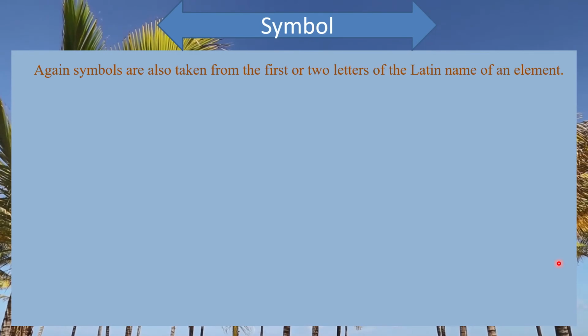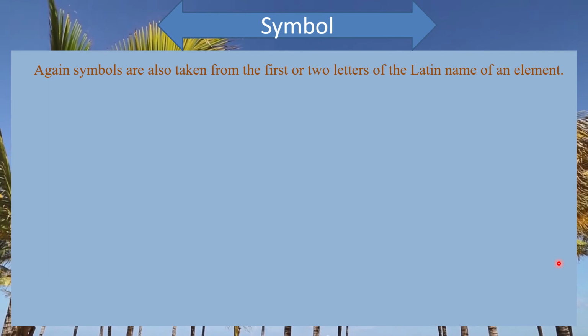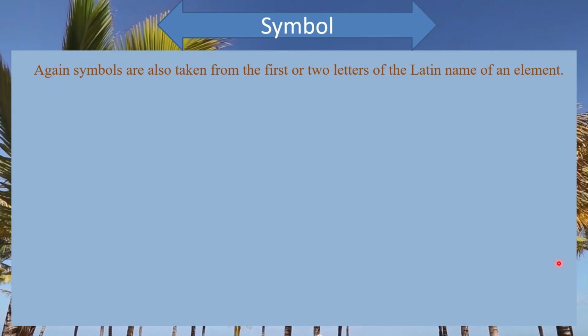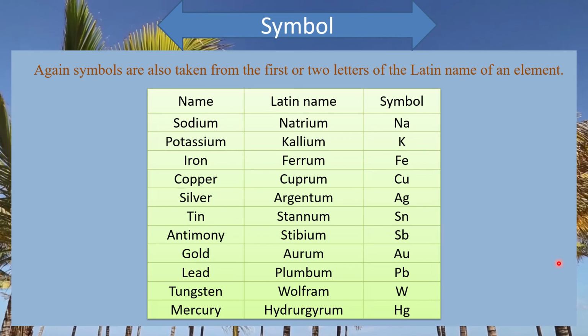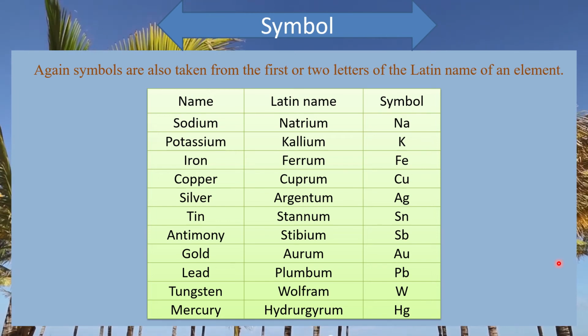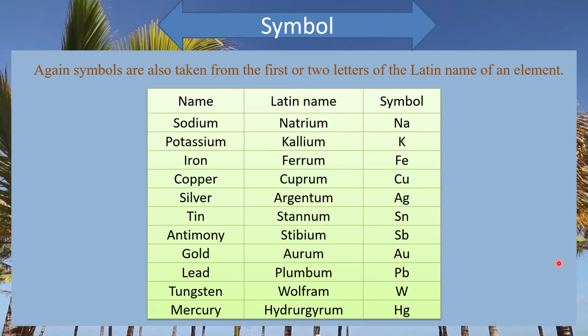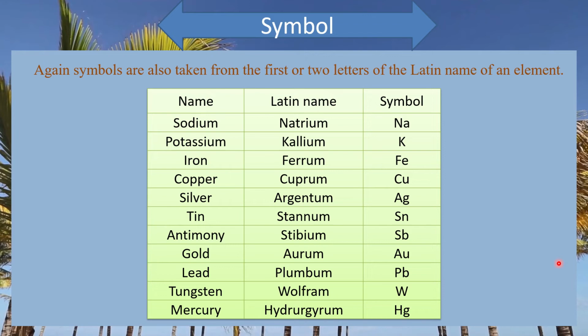And sometimes symbols are taken from the first one or two letters of the Latin name of an element. For example, sodium, its Latin name is natrium and its symbol is Na. Potassium, its Latin name kalium and its symbol is K. Iron, ferrum, its symbol is Fe. Copper, the Latin name of copper is cuprum, and its symbol is Cu.